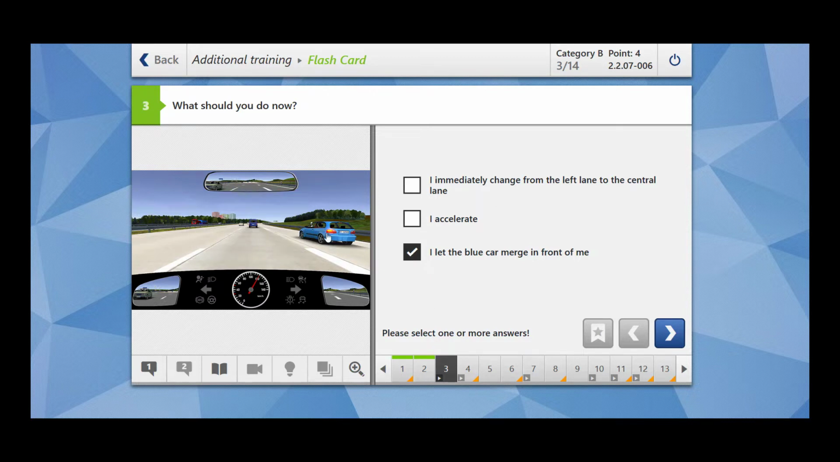Reduce your speed. This blue car has no option as the merging lane is about to end. So it has to merge. And you have to let the blue car merge in front of you by reducing your speed.